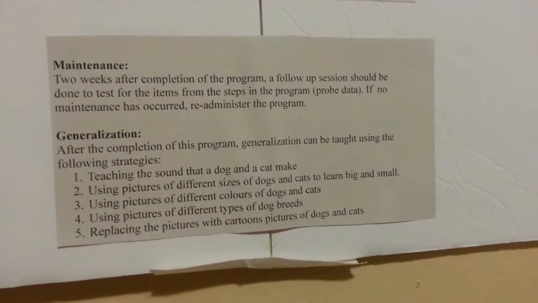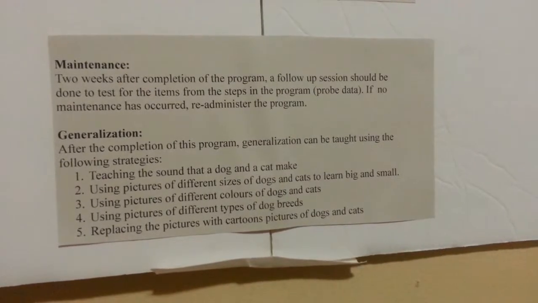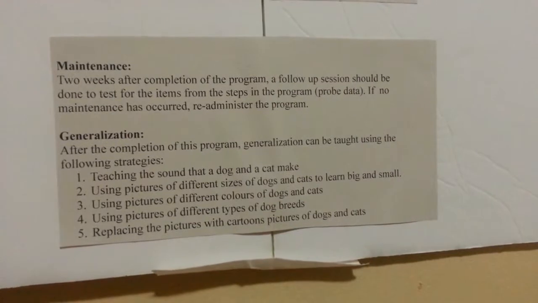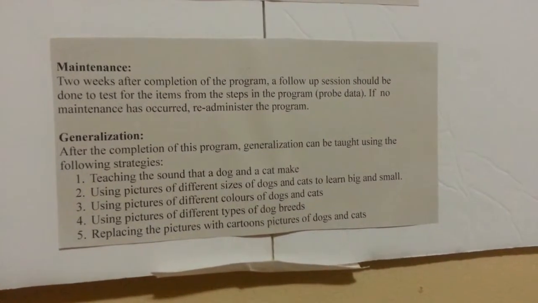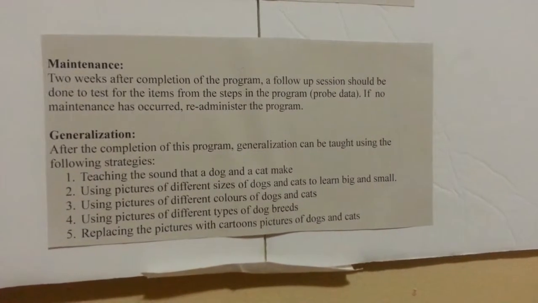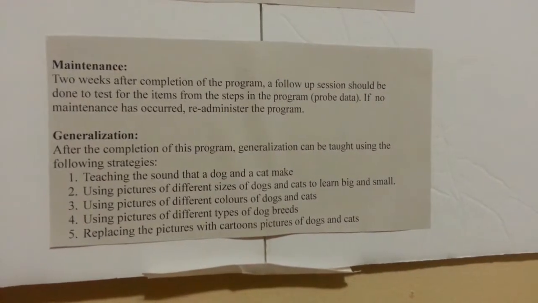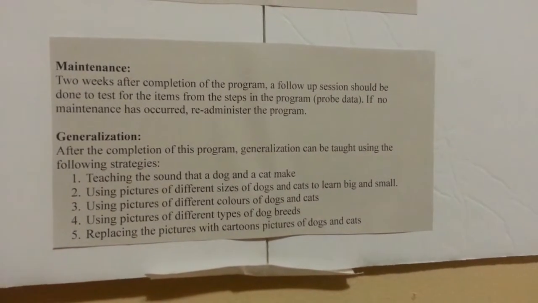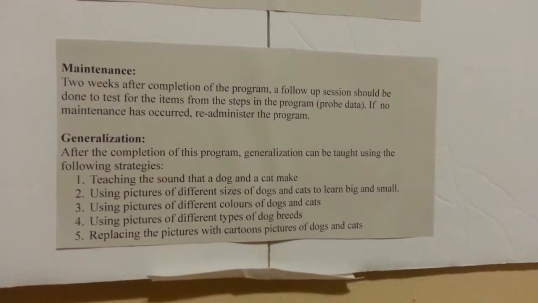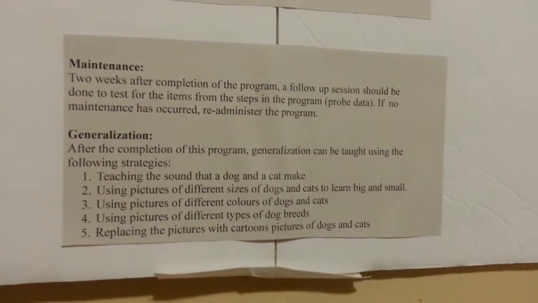Generalization. Generalization is shown in this program by using 2 different therapists and also using different pictures of cats and dogs. After the completion of this program, generalization can be taught using the following strategies. Teaching the sound that a cat and dog make, using pictures of different sizes of the dog and cats to learn big and small, using pictures of different colors of dogs and cats, using pictures of different types of dog breeds, replacing the pictures with cartoon pictures of cats and dogs.